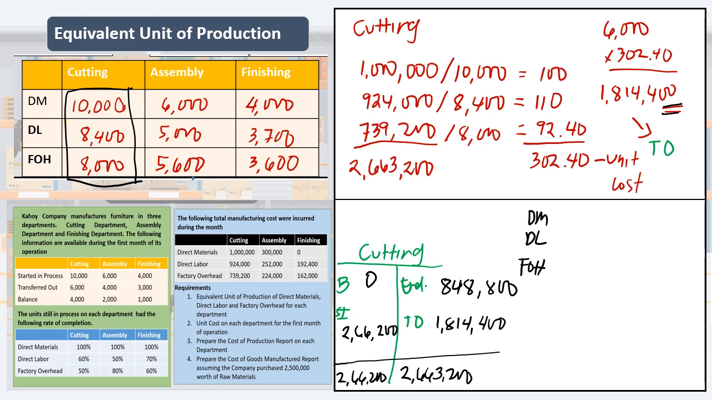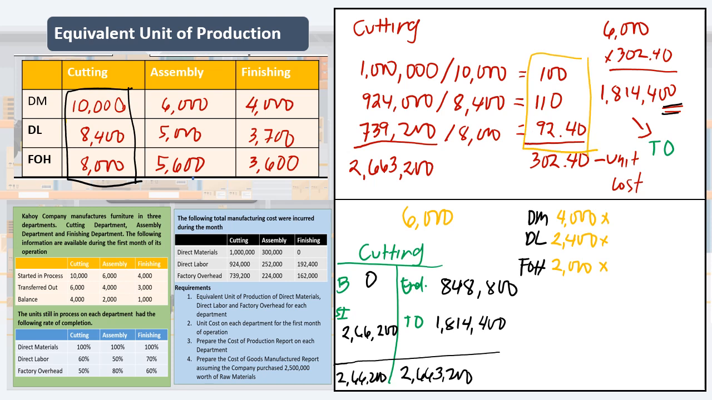So, alam naman natin ang EUP ng transferred out is 6,000. So, to compute for the equivalent unit of production of the ending inventory, so EUP in total minus EUP ng transferred out. So, for direct materials, we have 10,000 minus 6,000. So, therefore, ang EUP niya ay 4,000. For direct labor, we have 8,400 minus 6,000. That will be 2,400. So, for factory overhead, we have 8,000 minus 6,000. That would be 2,000. So, multiply nyo lang doon sa unit cost na na-compute natin sa taas, isa-isa.